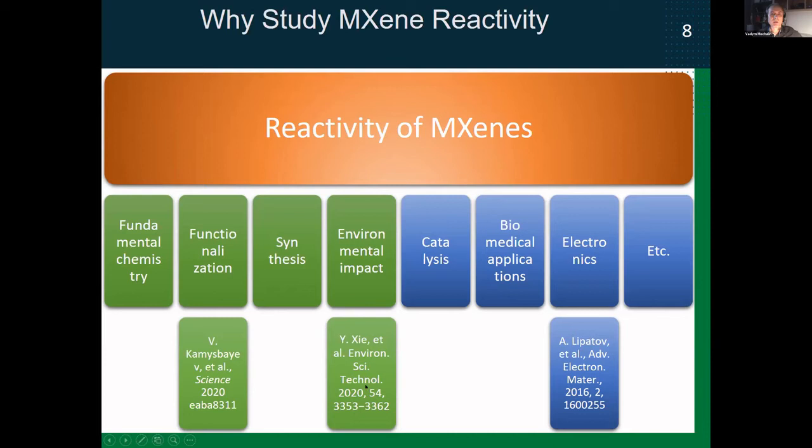But reactivity is also important for applications, and any application in which your material comes into direct contact with the environment will depend on reactivity of your material. Those applications you can name, of course, include catalysis, biomedical applications, electronics, and there is an example of how electronic properties of an MXene transistor were sensitive to chemical reactions of MXenes, and many others. So this is why it is important to study reactivity of MXenes.